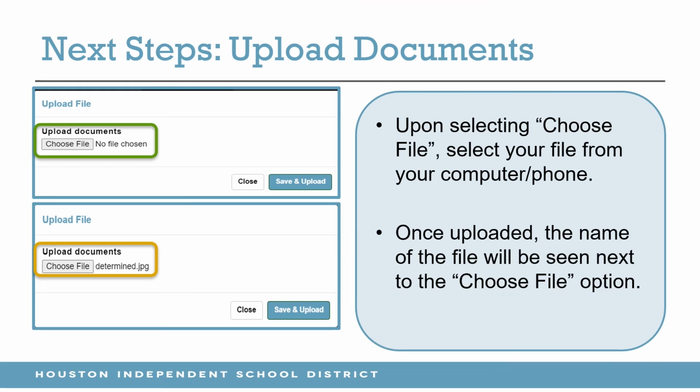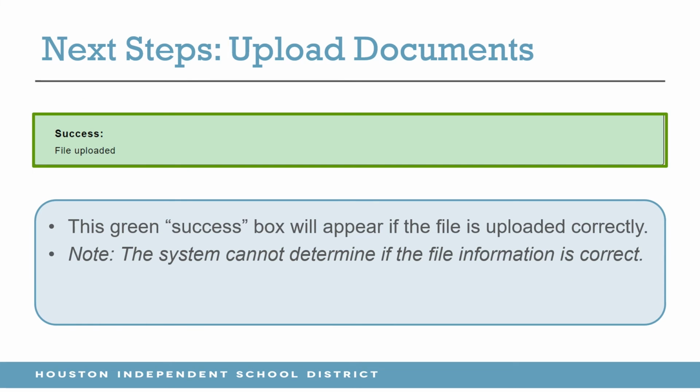Upon selecting Choose File, the system will prompt you to upload the necessary documentation. After selecting the file, the system will allow you to see the name of the file currently uploaded into the document. You will select Save and Upload. Once done successfully, you will receive a green banner that says Success File Uploaded. Note, the system cannot determine if the file information is correct. The system does not know the difference between a picture of your cute little one or a report card.